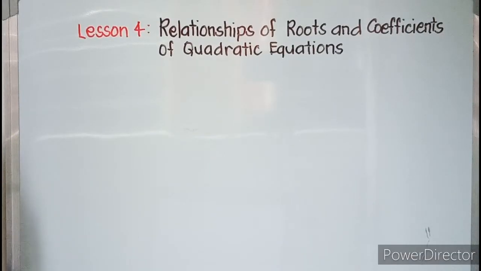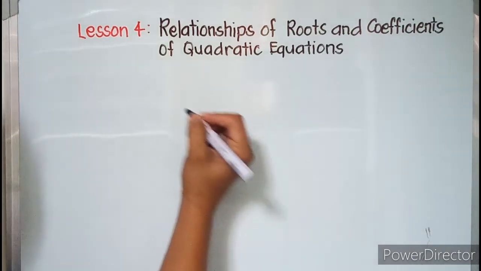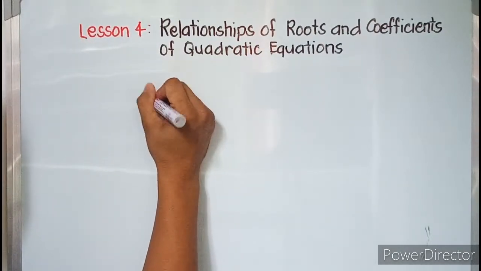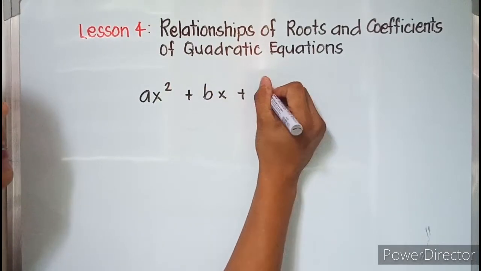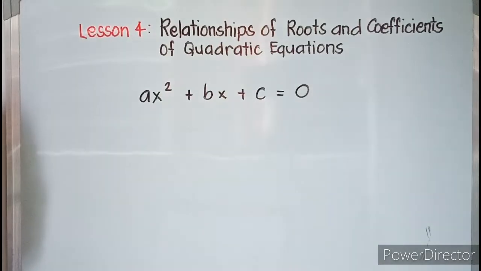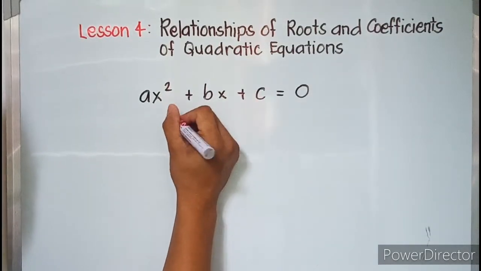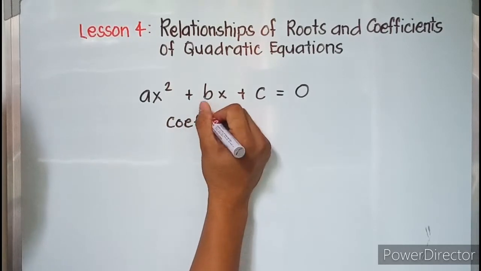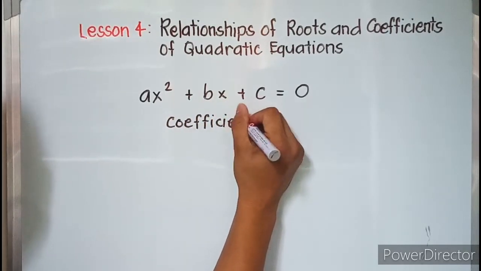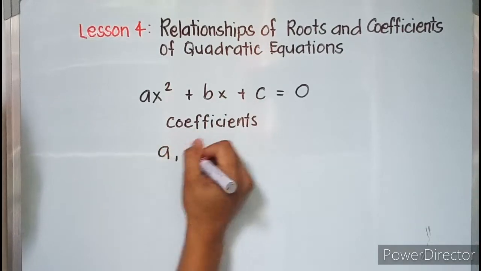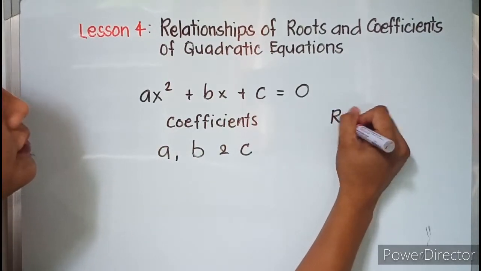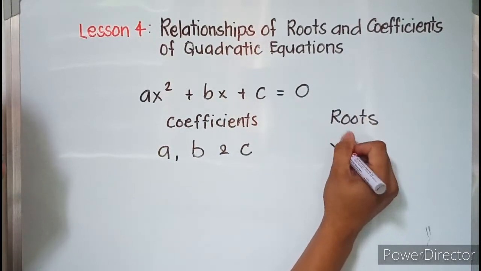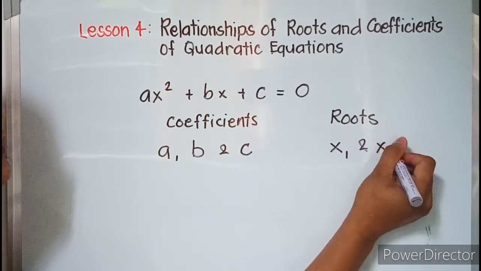Lesson 4, Relationship of Roots and Coefficients of Quadratic Equation. So again, the standard form of our quadratic equation is ax squared plus bx plus c is equal to 0. Then for our coefficients, we have our a, our b, and our c. Then for our roots, we have x sub 1 and x sub 2.